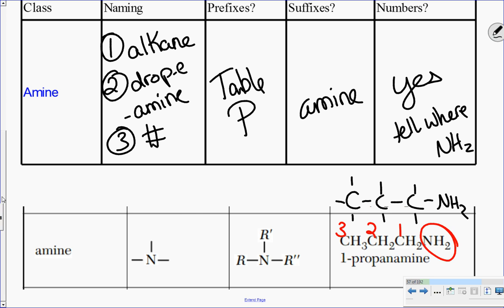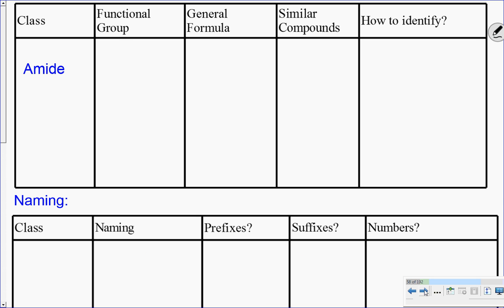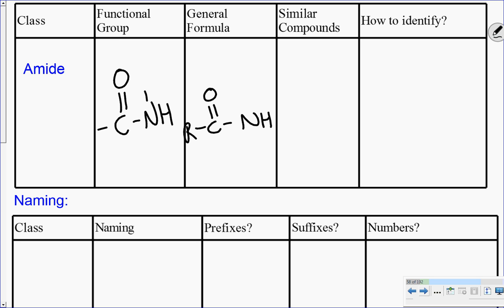Last but not least, we have the amides. Looking pretty similar to the amines, their functional group actually includes a carbon with a double bonded oxygen. And then this situation over here, which is really pretty much just an amine or amino group. So we're going to have a carbon chain single bonded to an N and double bonded to an O. And typically, coming off of this nitrogen, we'll have an H and another group that actually could be a continued carbon chain, or it could just be another H.